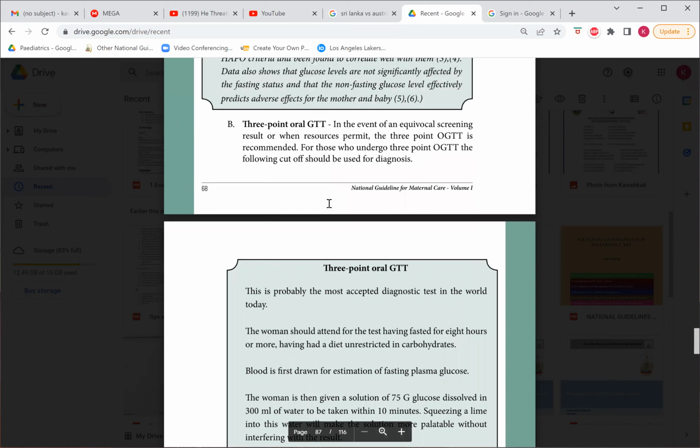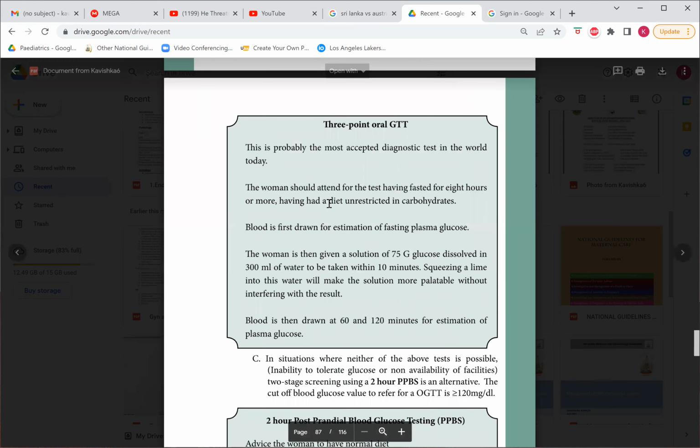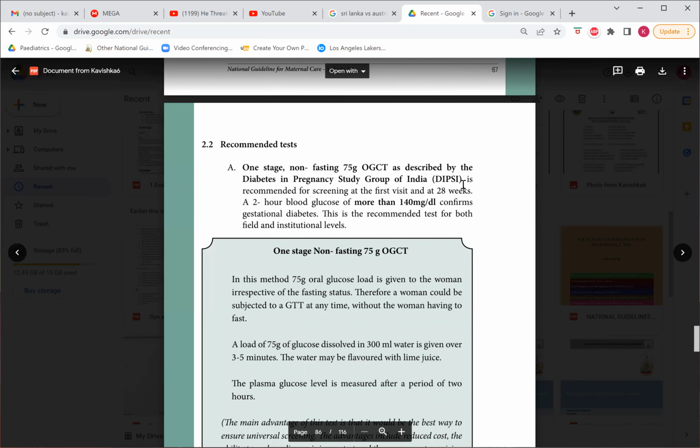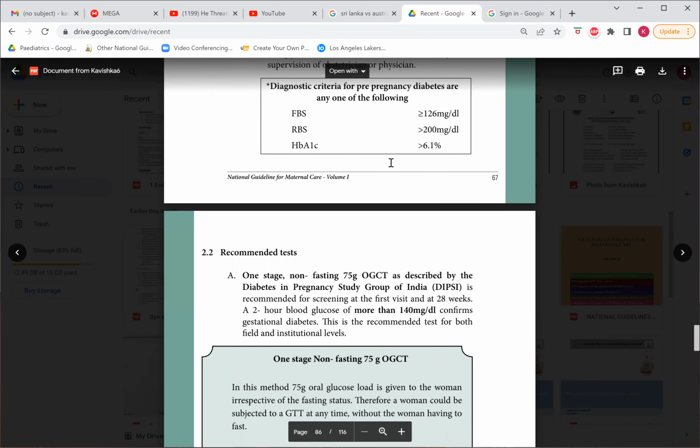Okay. Is it there in the guideline? So the section you are looking at now is the recommended test, no? At the very beginning it says OGCT separate to screening. So this one is the OGCT. The other one is this 3-point oral GTT.